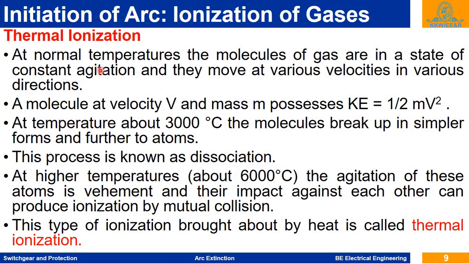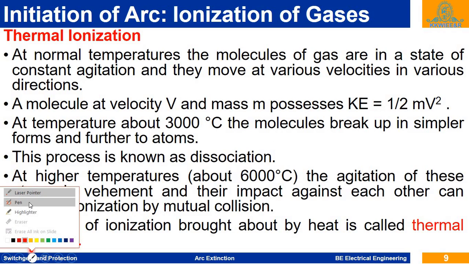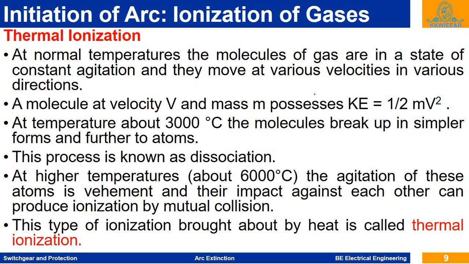Now we discuss the ionization of these 5 points. Thermal ionization. At normal temperature, the molecules of gas are in a state of constant agitation, and they move at various velocities in various directions. A molecule with velocity v and mass m possesses kinetic energy equal to 1/2 mv^2, and the kinetic energy is also written as 3/2 kT. Here k is Boltzmann's constant and T is the absolute temperature in degrees Kelvin.